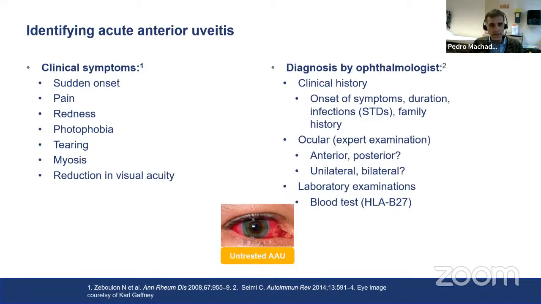And the typical clinical symptoms are sudden onset of pain, redness, photophobia, tearing, miosis, and reduction in visual acuity. It should be diagnosed by an ophthalmologist. Patients should seek observation by an ophthalmologist when symptoms develop, and prompt treatment should be started.